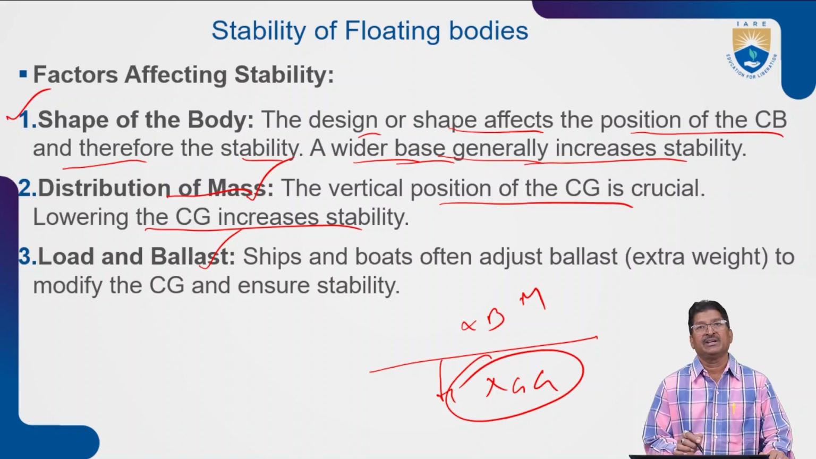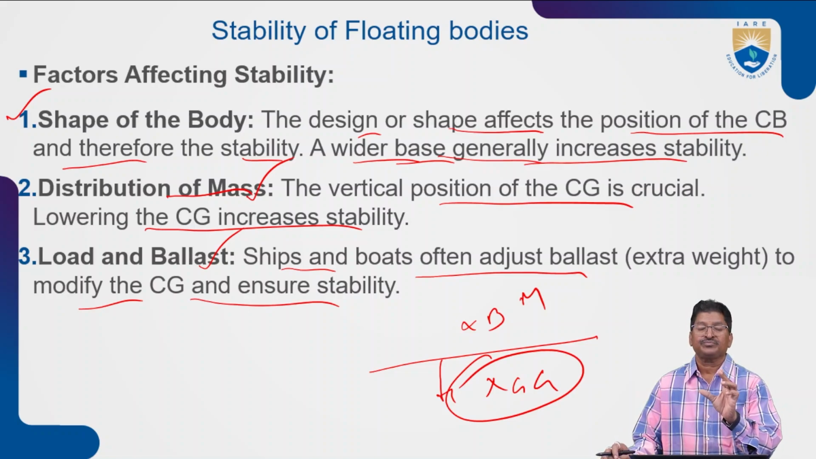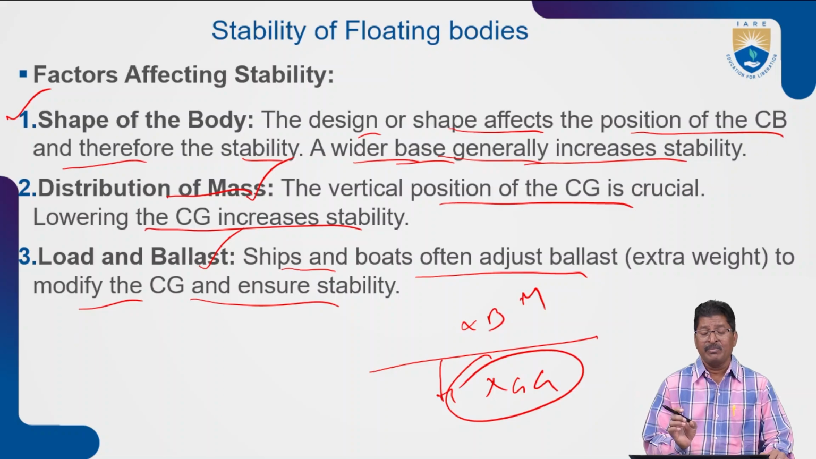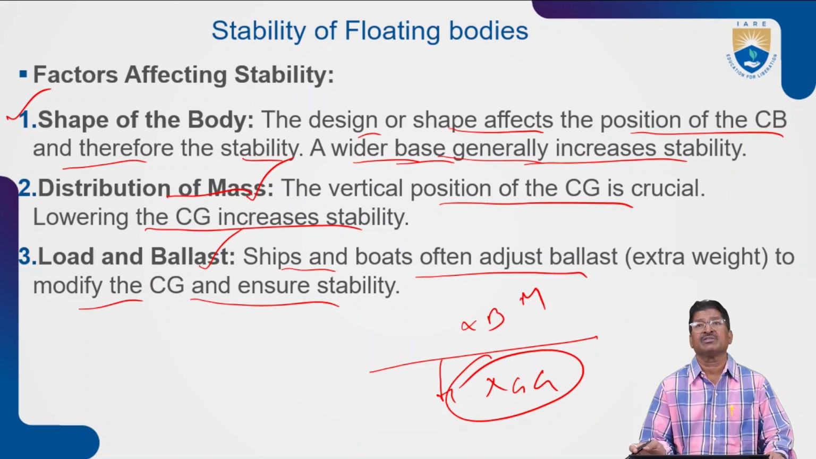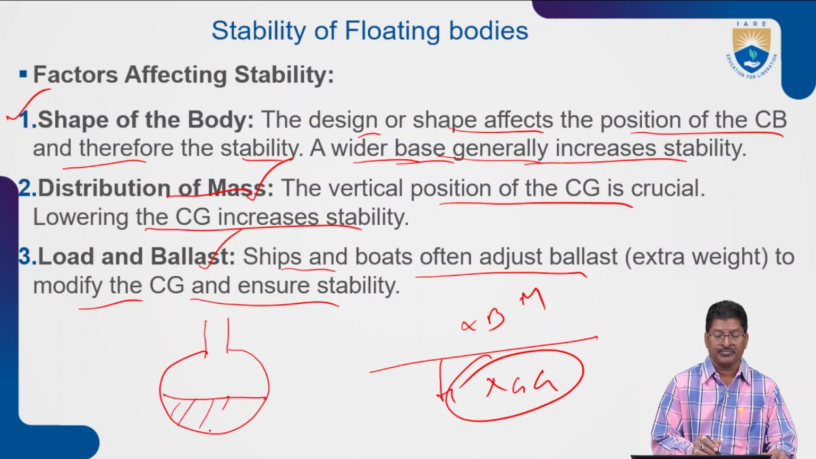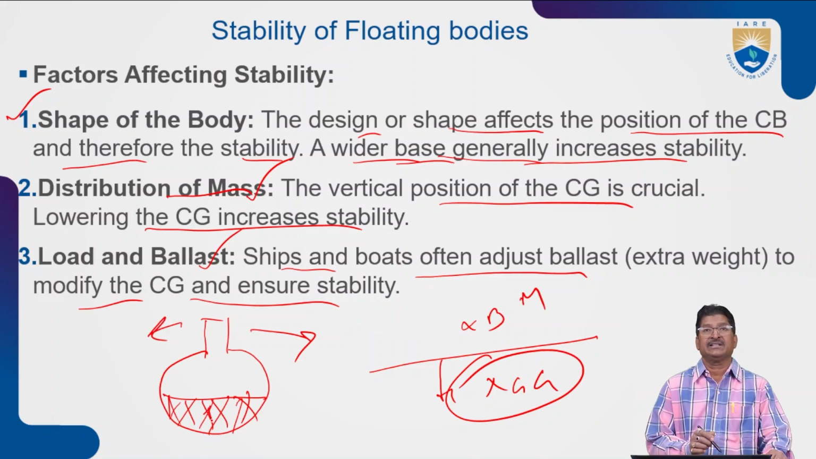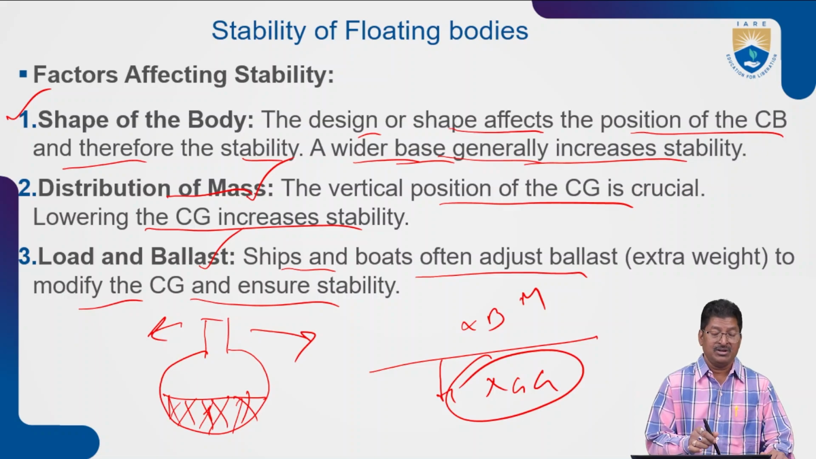Then load and ballast. Ships and boats often adjust ballast, extra weight, to modify the center of gravity and their stability. Ships or boats have ballast at the bottom. Take a bulb as an example: if you keep a small material, maybe wax, inside an electrical bulb, then if you tilt it, it again returns to its original position because of the action of the center of gravity. So the center of gravity becomes crucial here.